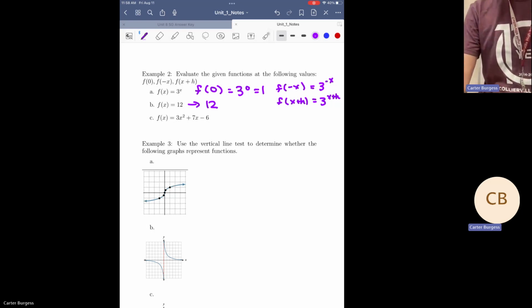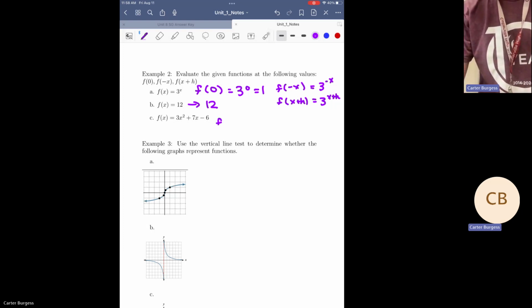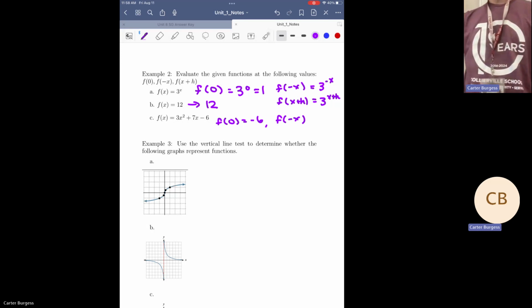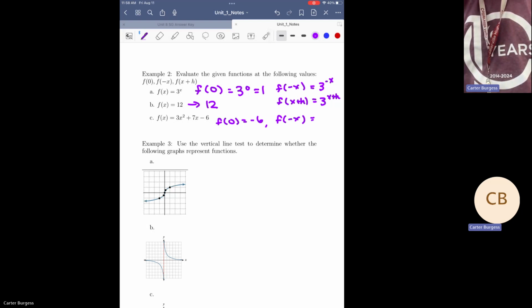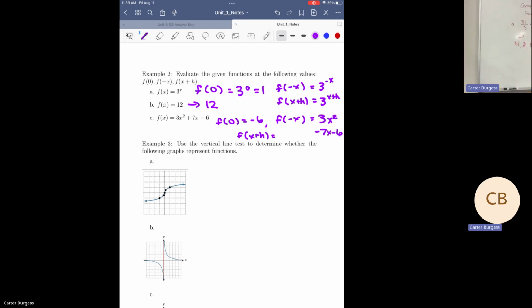And then what I saw for C was really good. Remember that when you are plugging in 0, 0 squared is 0, but 2 to the power of 0 would be 1. So in this case, f of 0 was equal to -6. For f of -x, remember to plug in with those parentheses. If you were to simplify it, this would look like 3x squared minus 7x minus 6, and then f of x plus h here was just taking everything that you see as an x and replacing it.